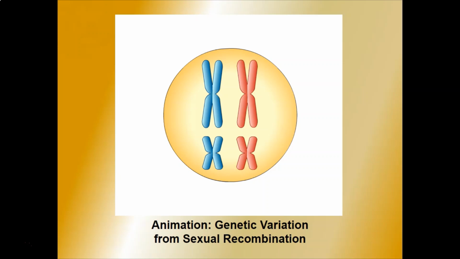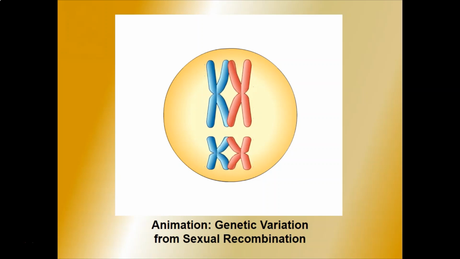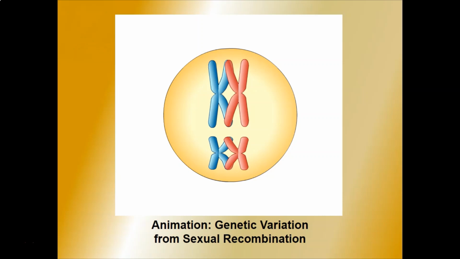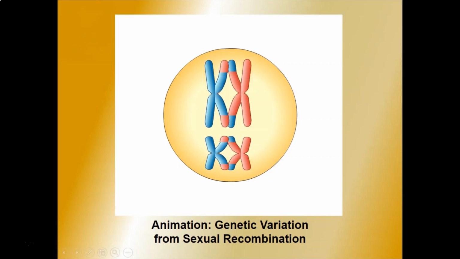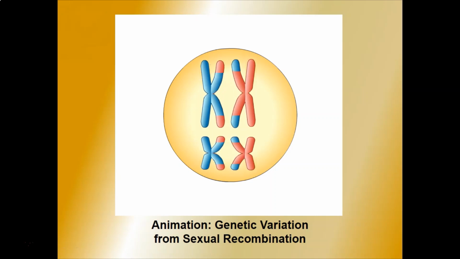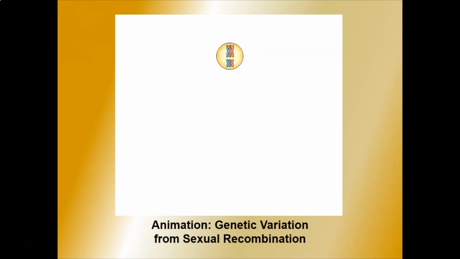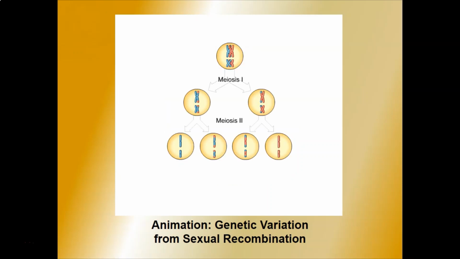Now let's look at how crossing over creates even more genetic variability. During prophase 1 of meiosis, homologous chromosomes pair up very closely, and corresponding parts of two non-sister chromatids may trade places. This process of crossing over creates variation by producing chromosomes that combine the genes inherited from two parents. Here the process produced a total of 4 genetically different gametes. There are many ways crossing over can occur.